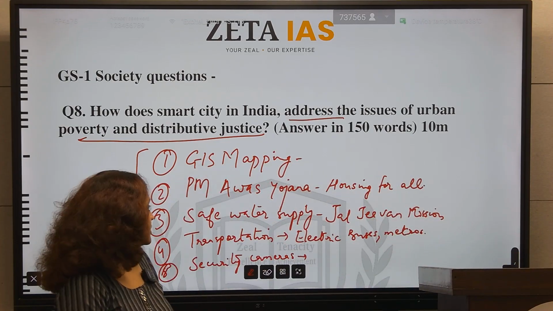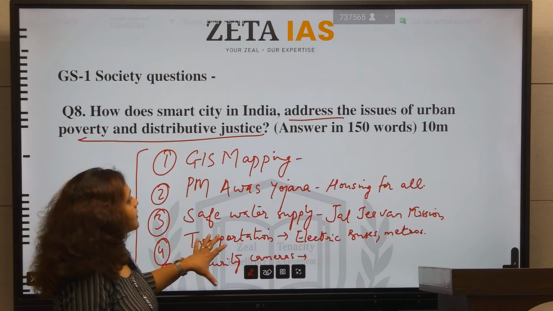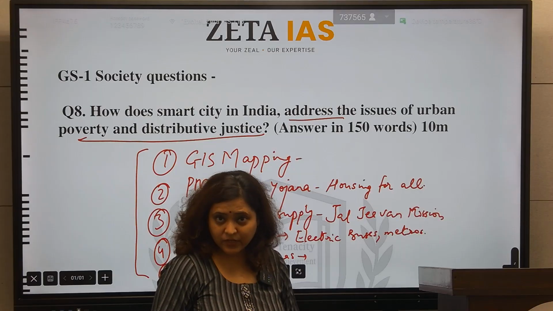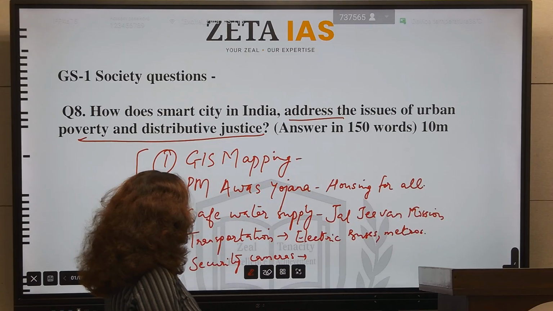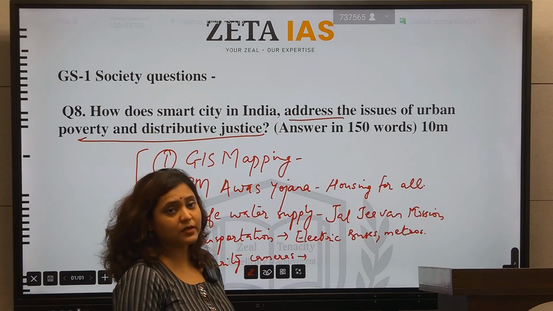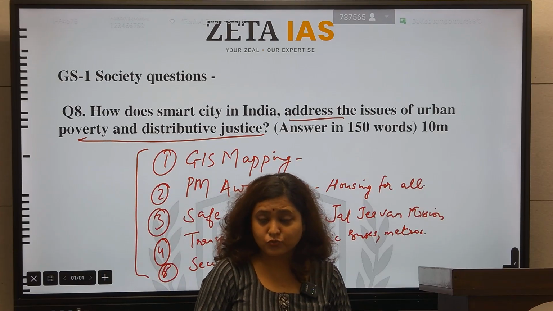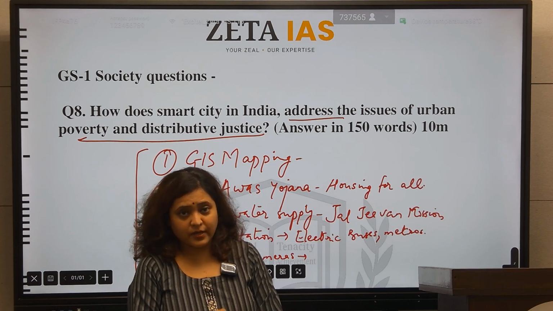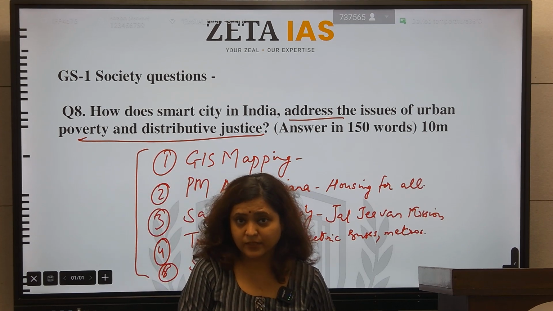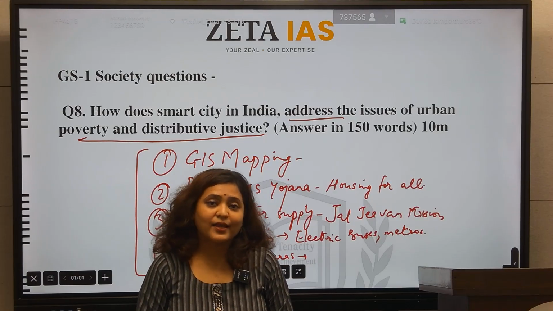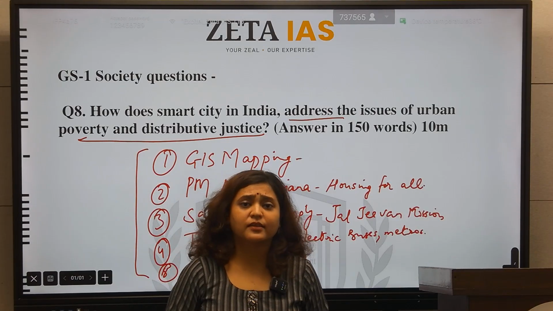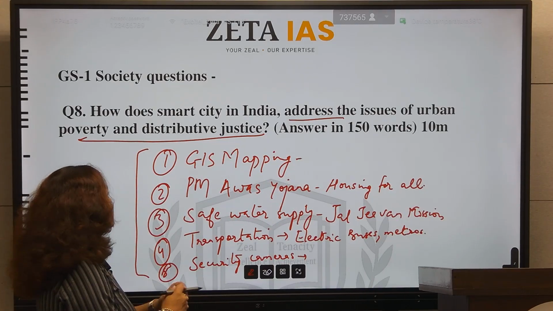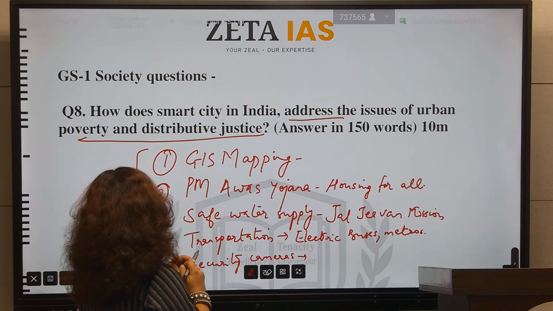In other words, these are the main five, but the smart city is also enabling people to be skilled and to have access to education. So in conclusion, you can write that smart city is instrumental in addressing the issues of urban poverty and is helping in ensuring distributive justice in society. We are not going to write about the challenges that the government is facing in implementation of the program, because the question is directly asking how does smart city in India address the issues of urban poverty and distributive justice.